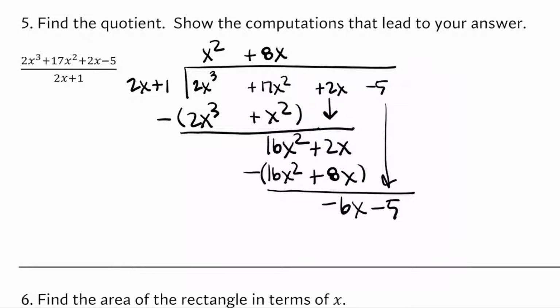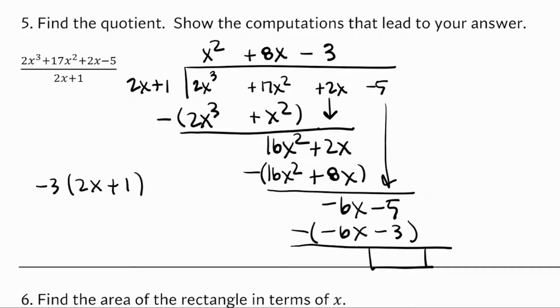I need some more room, it looks like. There's none to have, so what am I going to multiply 2x by to get negative 6? That would be minus 3. And so if I multiply that minus 3 by 2x plus 1, I'll get negative 6x and a negative 3. Okay, subtract that all away, and there's just enough room for a remainder. Negative 5 minus negative 3 would be negative 2. Okay, so I'll have minus 2 over 2x plus 1. Okay, and I guess I'll put my answer in yellow highlighter. There's really nowhere else to put it.